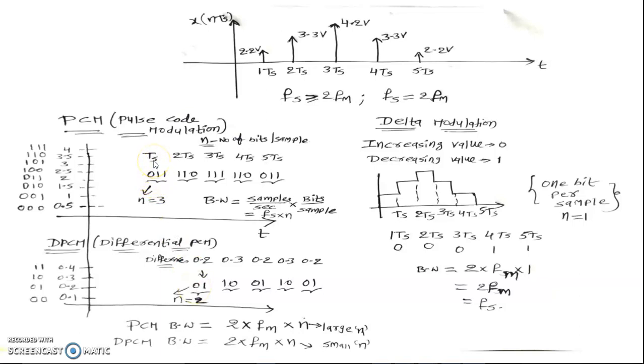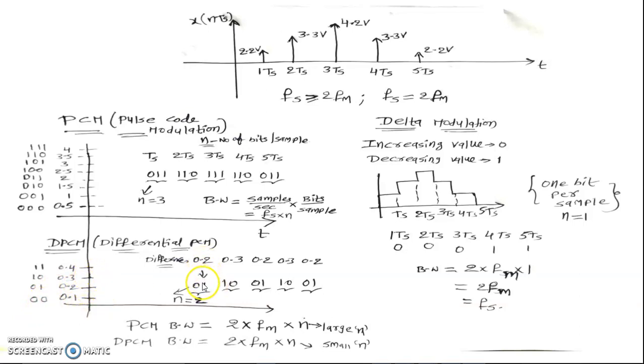But in the PCM technique, what did we transmit? In that TS time period, we transmitted 3 bits, 0, 1, 1. But to transmit the same TS time period signal in DPCM, we are using only 2 bits rather than 3 bits. How is it possible? Here we are taking the difference, and the difference values are very small, so only a few levels are sufficient to represent them. So only a few bits are sufficient to represent each voltage level.